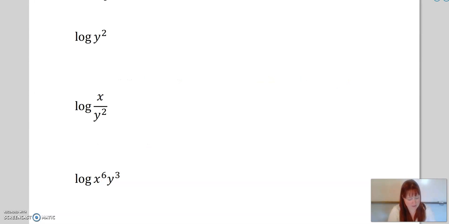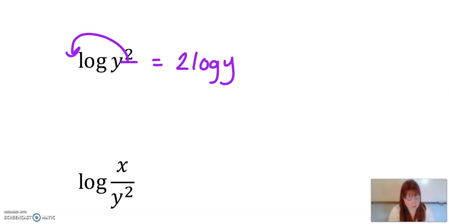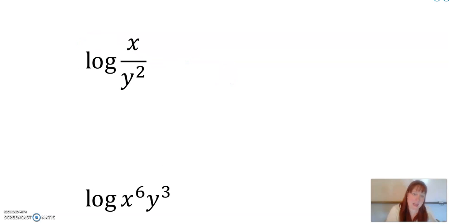So let's practice with it. I have log of y squared. When I have this exponent, I can just bring it out front and I end up with 2 log of y. That's it.